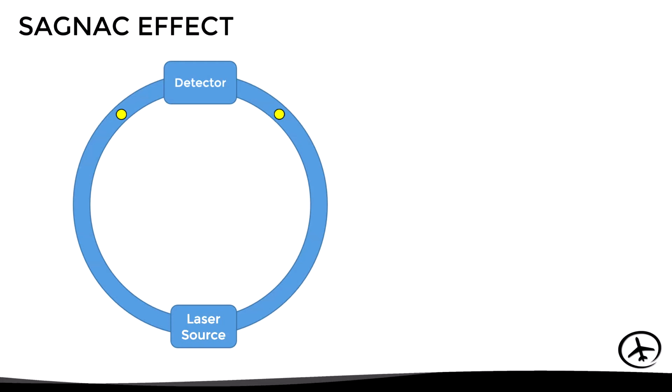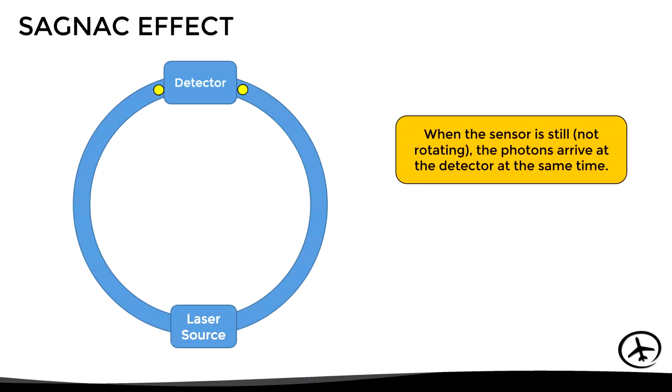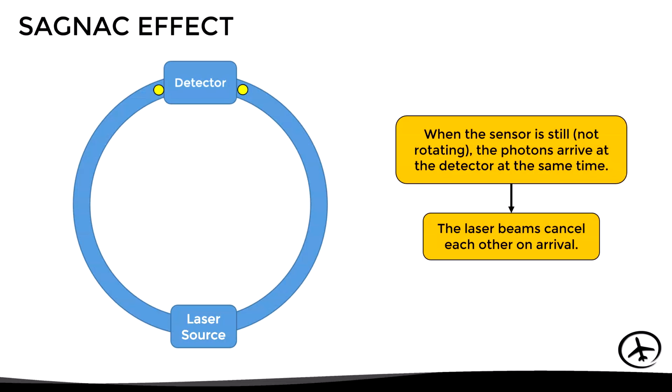Here, the laser source emits two photons at the same time in opposite directions, so since they travel the same distance at the same speed, they will reach the detector at the same time. This will happen as long as the detector is still, or in other words, it is not rotating around its axis. This way, the laser beams will cancel each other out upon reaching the detector.